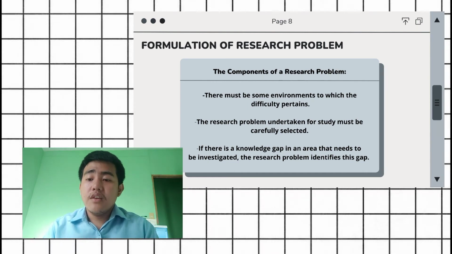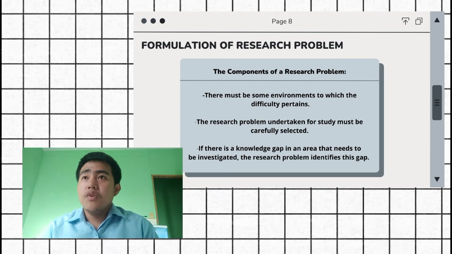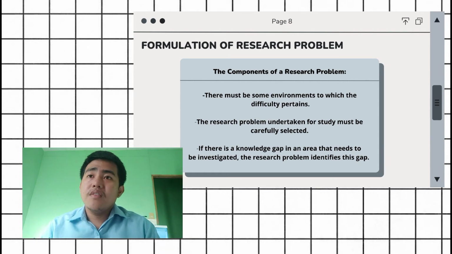And yung last is, if there's a knowledge gap in an area that needs to be investigated, the research problem identifies this gap. Yung maliit na gap na yon, dapat aalamin natin kahit sobrang liit upang masolve natin yung problem. Di lang basta tayo conduct ng research, just like that. Dapat busisiin natin detail by detail para malaman natin kung ano ang dapat nating i-research at gawan ng solution. Just like that.